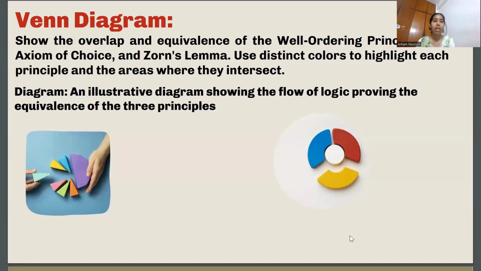Venn diagram: it shows the overlap and equivalence of the well-ordering principle, the axiom of choice, and Zorn's lemma, using distinct colors to highlight each principle and the areas where they intersect. This diagram is illustrative, showing the flow of logic proving the equivalence of the three principles.